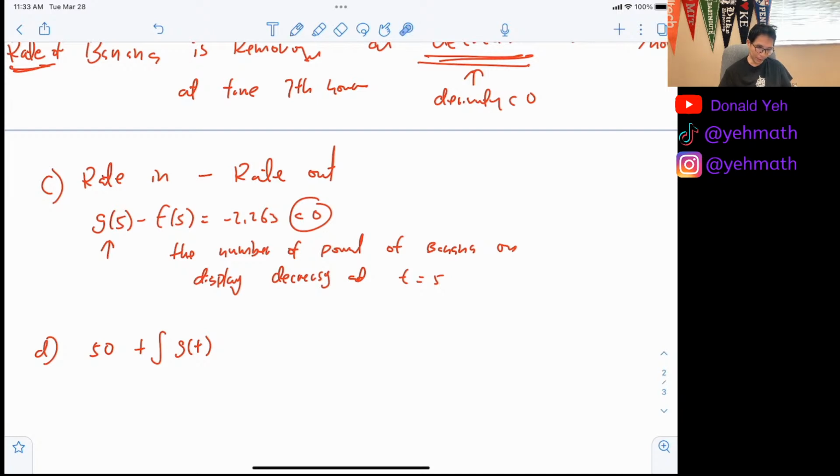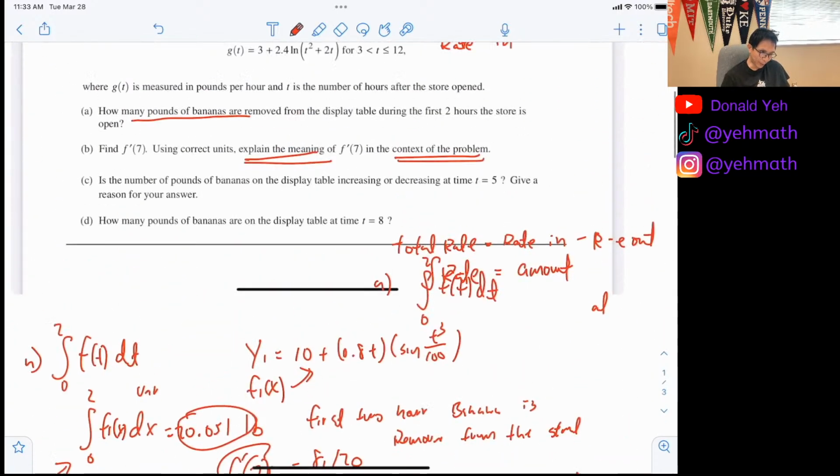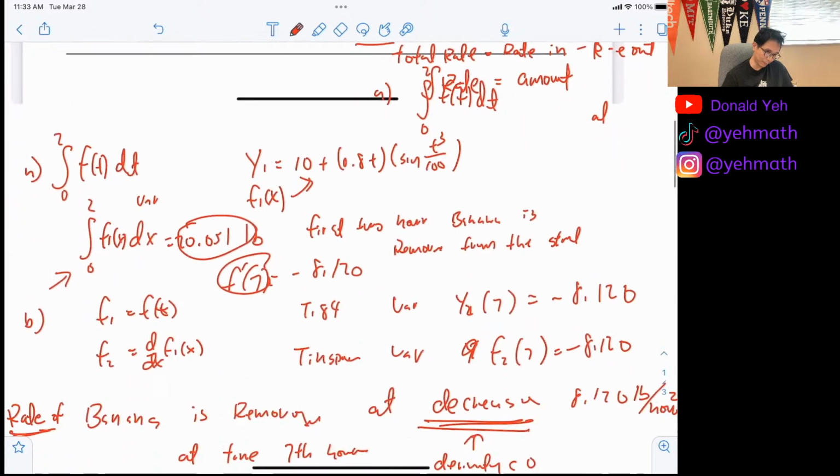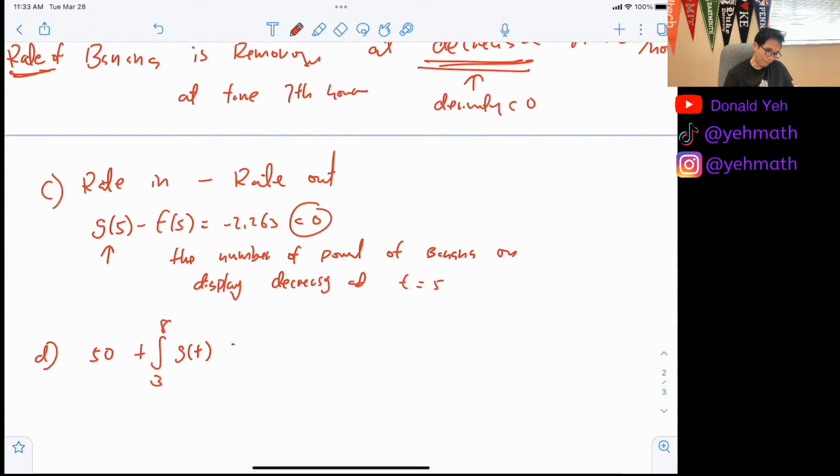What do you think A and B are here? Remove, this is a stock. 3 to 8? Why is it 3 to 8? Go back, look at the question. It's actually 3 to 12, but they say 3 to 8. Yep. Minus the integral from 0 to 8 of F of t dt.